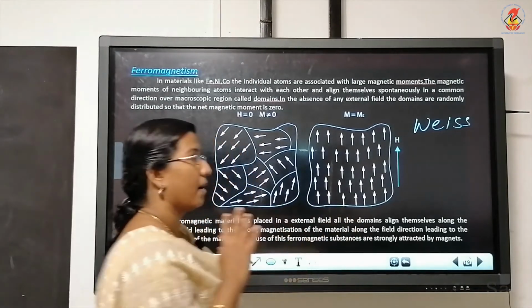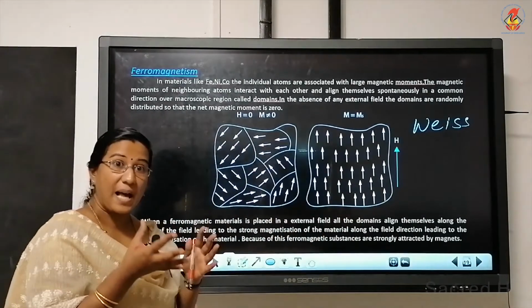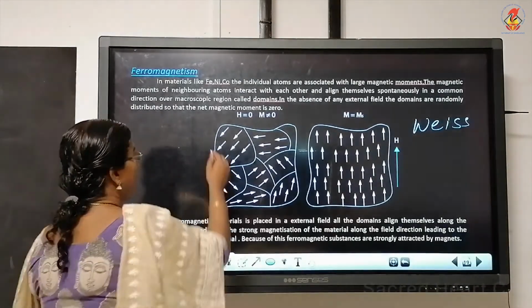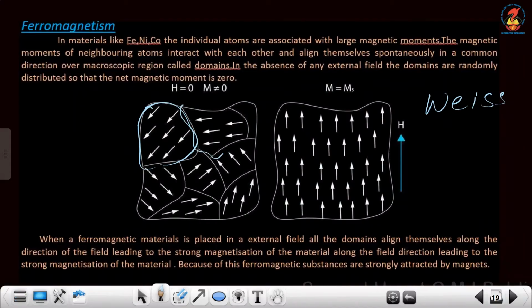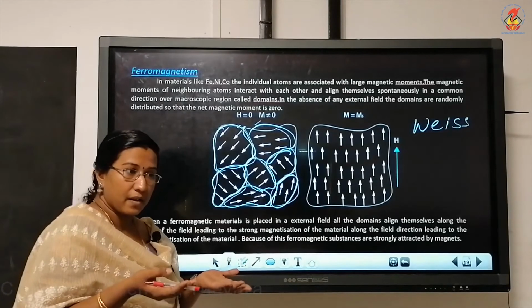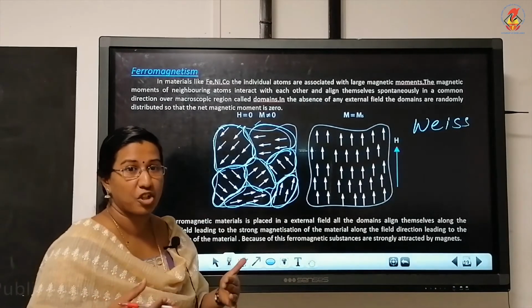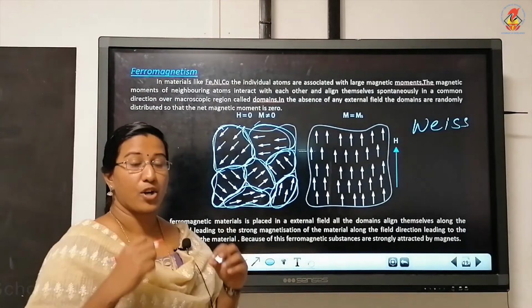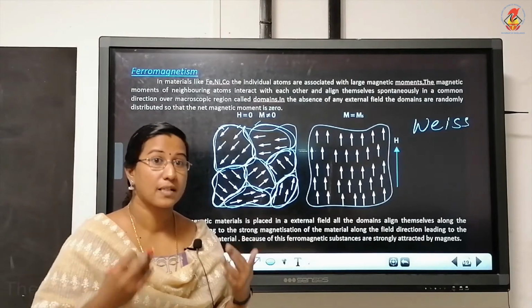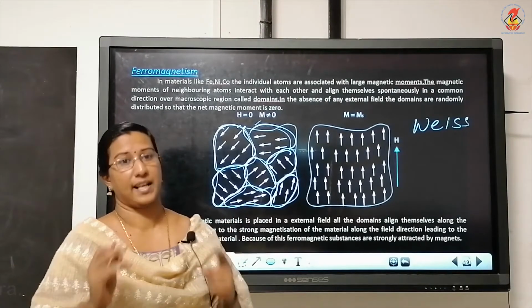So, if I take a ferromagnetic material, in the absence of the field, there will be many domains. There will be regions where the magnetic moments are aligned in the same direction, but if you take each domain, the magnetic moment will be in the opposite direction. So, what happens at the end? They cancel with each other, and net magnetic moment or net magnetization will be equal to 0 in the absence of an external field.